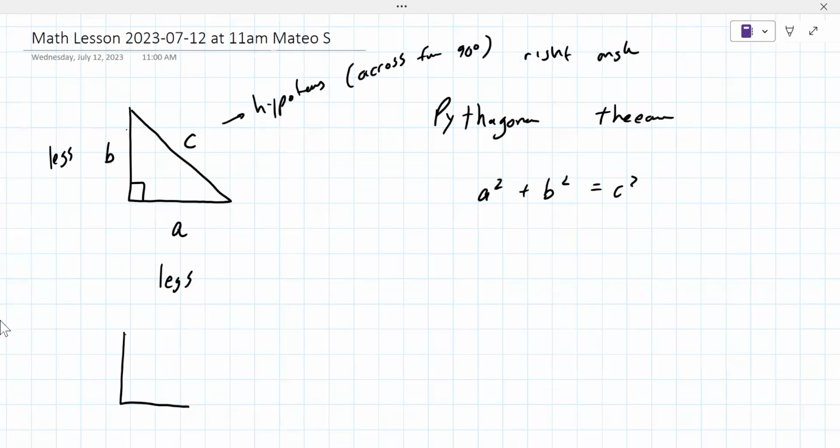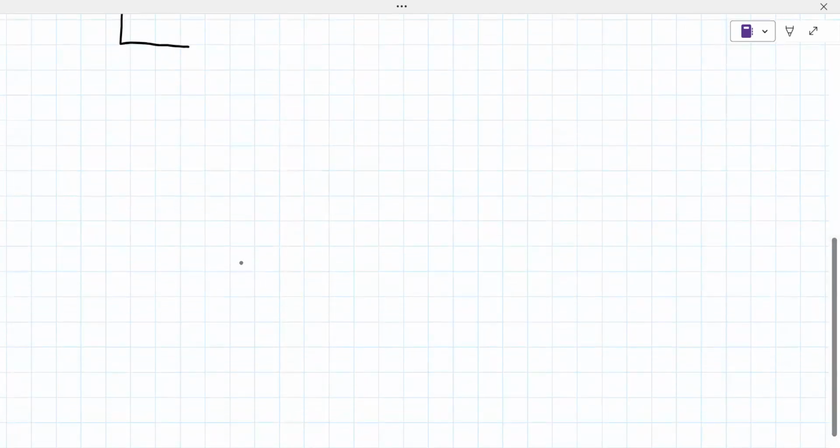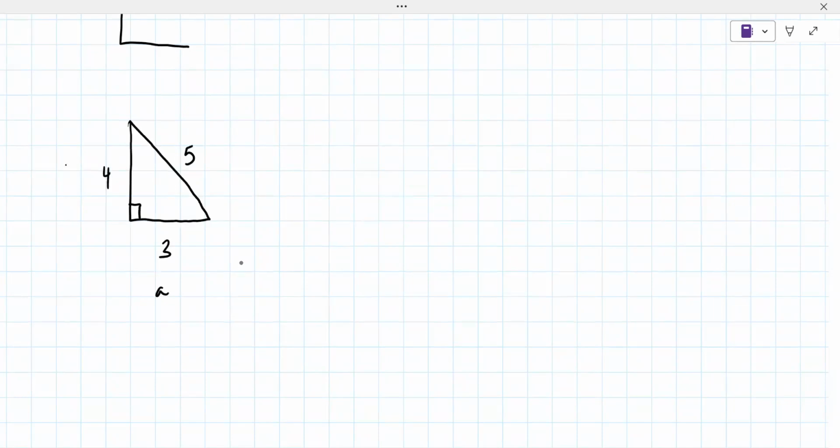Okay. So your trivial example here is that this is 3, this is 4, and this is 5, A, B, and C. Often A is less than B, it doesn't really matter. You can interchange those, but they're both always less than C. C is always the longest side in the right triangle. It only applies to right triangles. You know, there's other triangles out there, only right triangles.